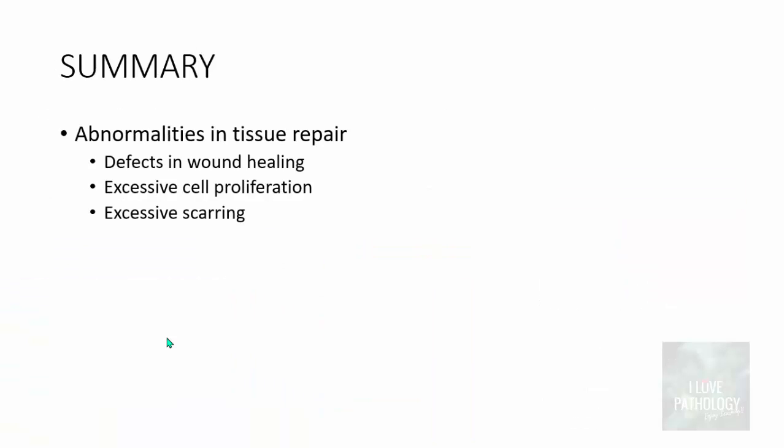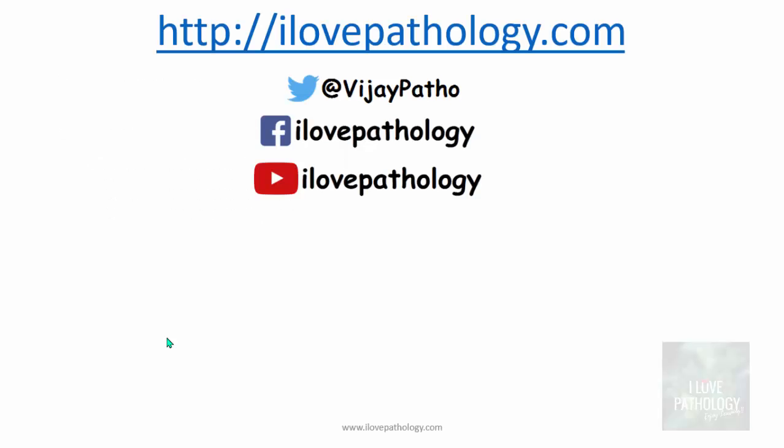So summarizing the whole thing, we discussed defects in wound healing in the form of wound dehiscence and chronic wounds, excessive cell proliferation in the form of exuberant granulation and exuberant fibroblast proliferation, and excessive scarring in the form of hypertrophic scar, keloid, and contracture. So this completes part 4 of the 4-part series on tissue repair. You can go back and watch all the earlier parts for effective understanding of the entire concepts of tissue repair.